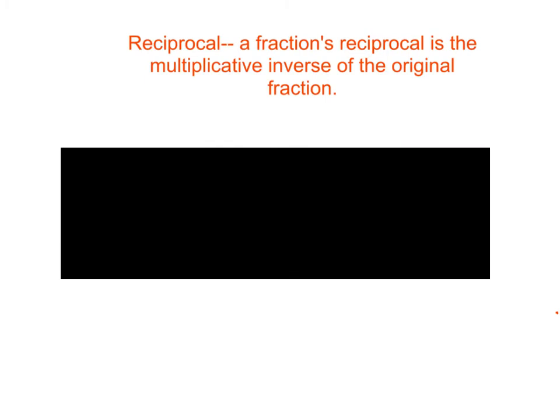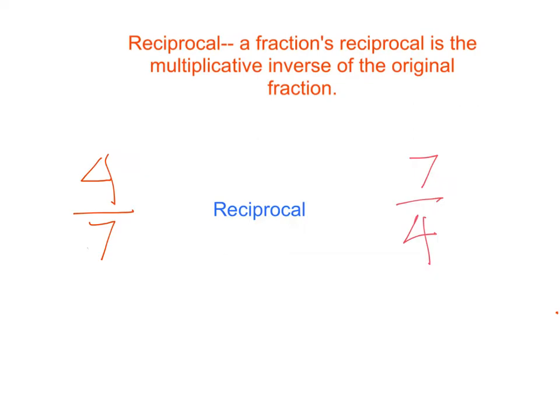So first we're going to learn a term for this video. It's a reciprocal. A reciprocal, when dealing with fractions, is the multiplicative inverse of the original fraction. That means when you multiply a fraction and its reciprocal, you would end up with 1. So let's look at an example. We have 4/7, and its reciprocal would be 7/4.